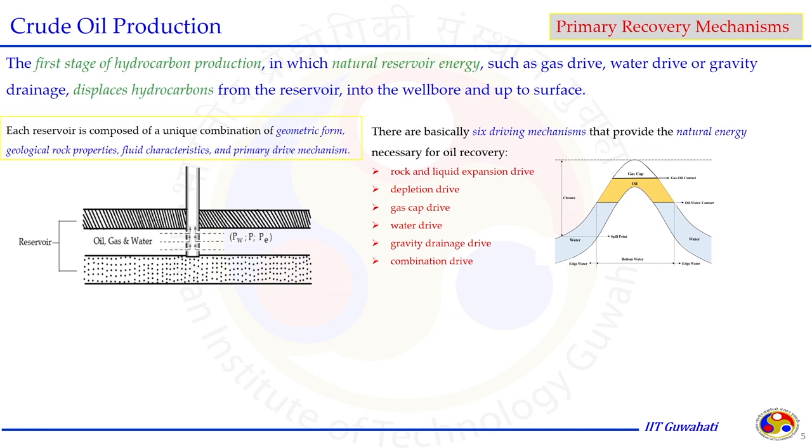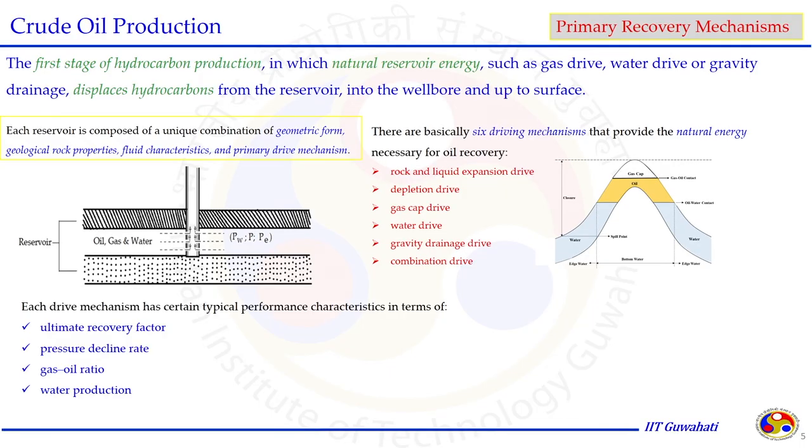Each reservoir is composed of different types of geological formation, and porosity, permeability, and pay zone thickness are different. These are the physical characteristics of the reservoir. Hence, the primary drive mechanism that is responsible for the production may vary from reservoir to reservoir. Each drive mechanism has certain key markers that are utilized to understand the drive mechanism: ultimate recovery, pressure decline rate, gas oil ratio, and water production. So we have discussed all these factors in detail in our previous lectures.